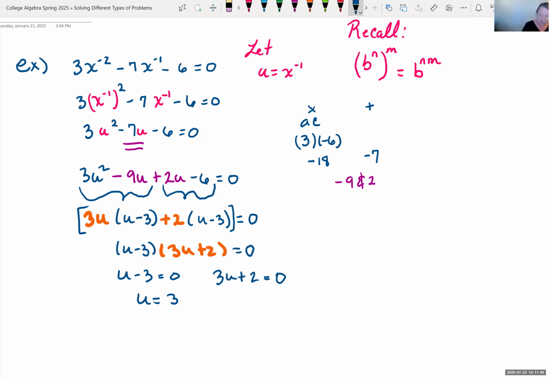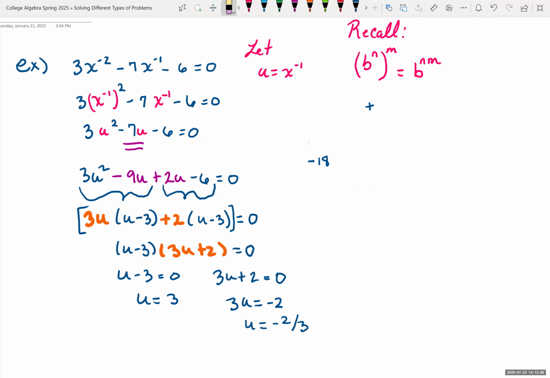And then 3u plus 2 is equal to 0. Let's subtract 2 on both sides. We get 3u equals negative 2. And then divide by 3, we get u is equal to negative 2/3. We're not done because we wanted to figure out what x was, not u. So let me erase this and let's come over here and let's solve for our x value.